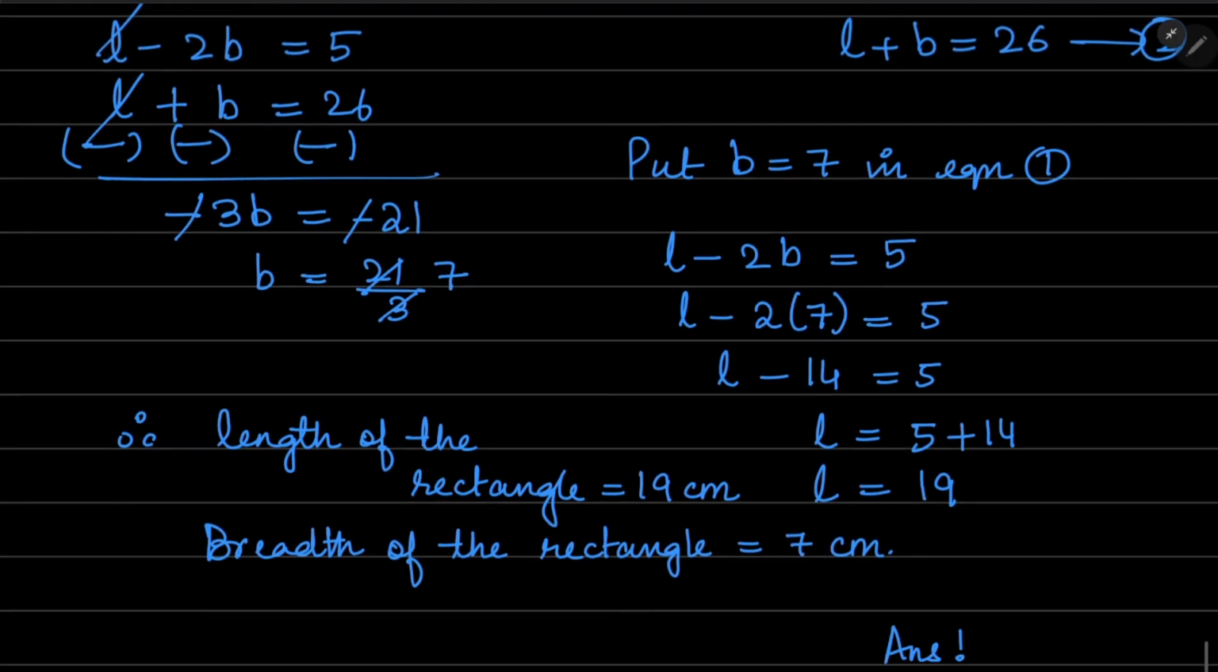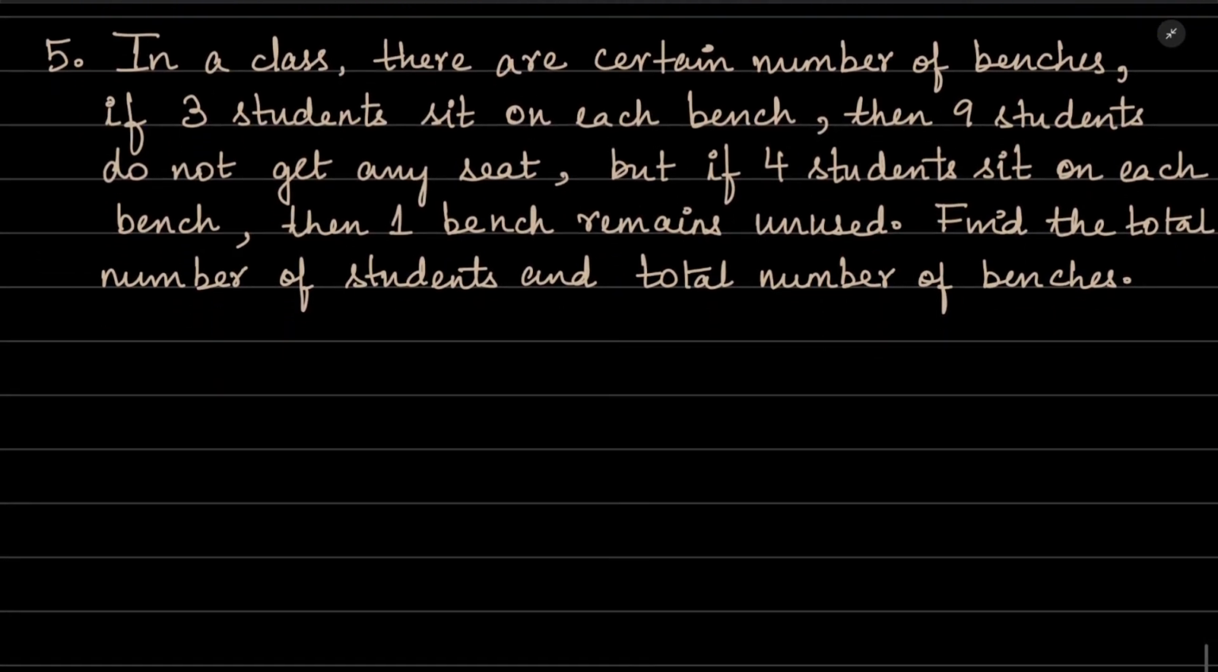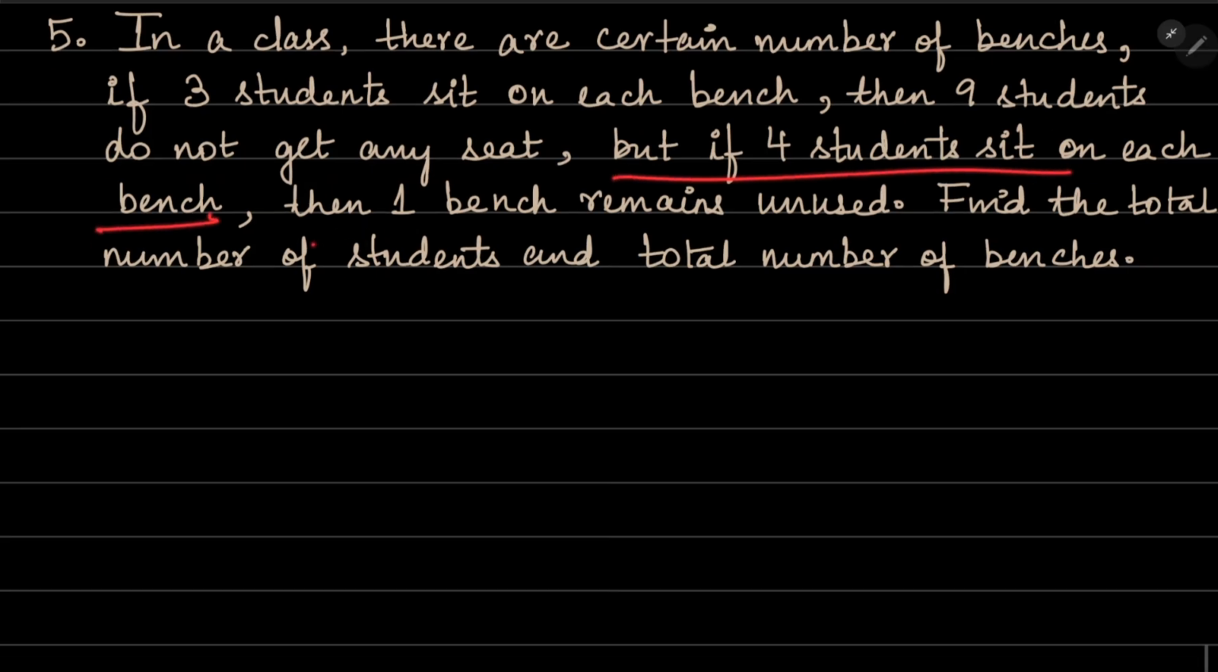Hope you understood. Let's do one more question in today's Do Math With Me. In a class, there are certain number of benches. If 3 students sit on each bench, then 9 students do not get any seat. But if 4 students sit on each bench, then 1 bench remains unused. Find the total number of students and the total number of benches. Whatever is asked, that you have to assume as x and y. Right? Now, let us go ahead and do it.